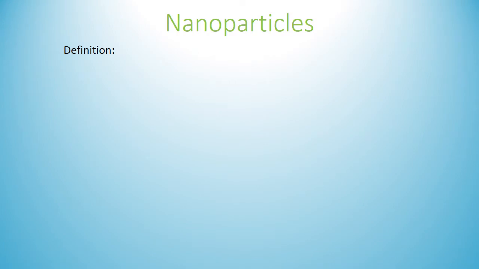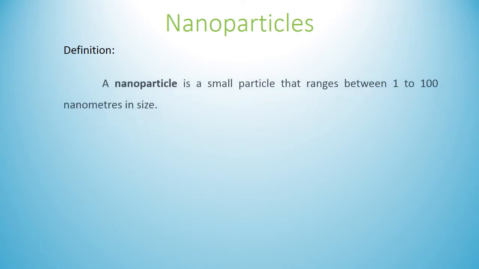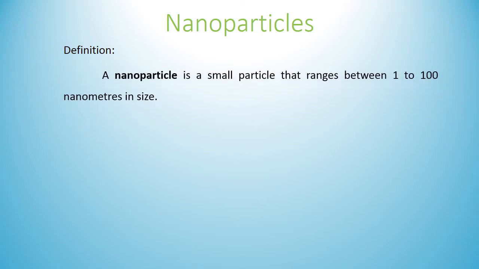Now let us start the discussion. The title of the topic for today's discussion is nanoparticles. Let us see the definition. A nanoparticle is a small particle that ranges between 1 to 100 nanometers in size. So from this definition we come to know that the nanoparticle size is ranging from 1 to 100 nanometers.